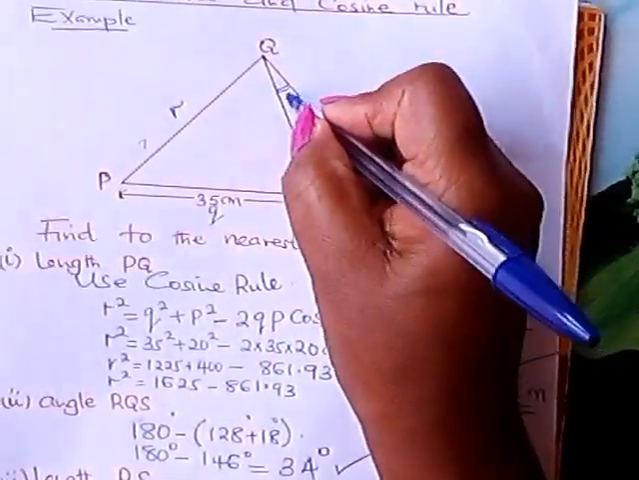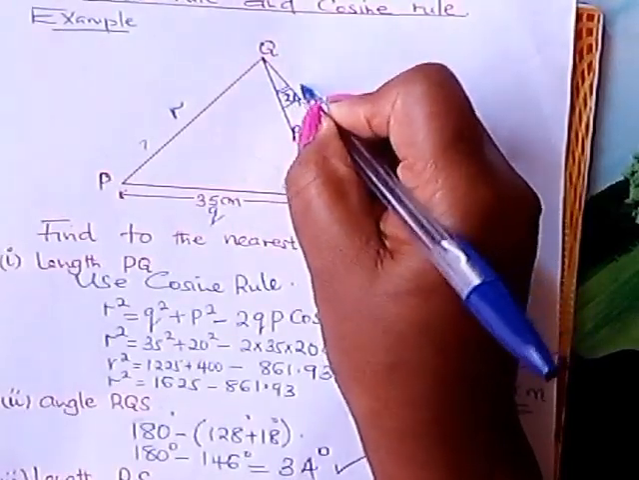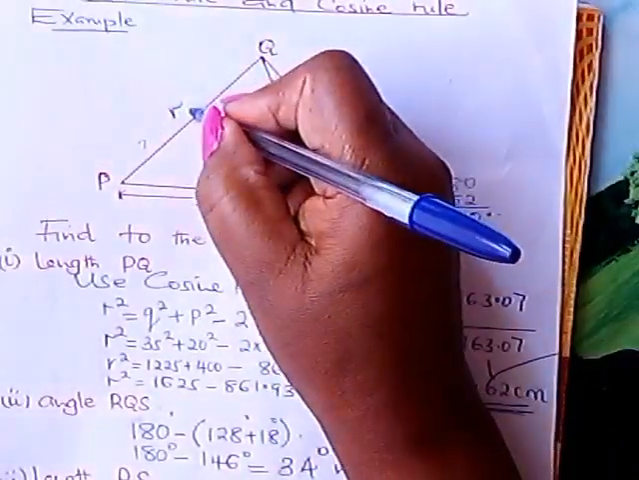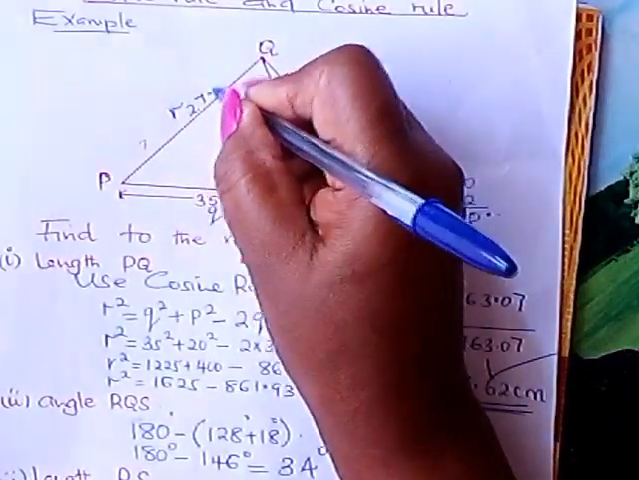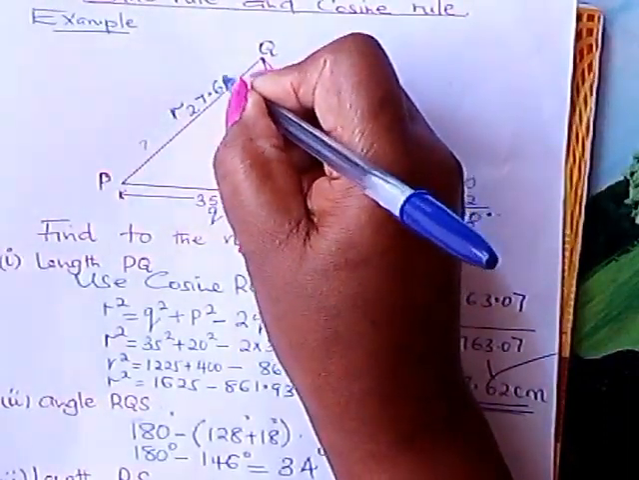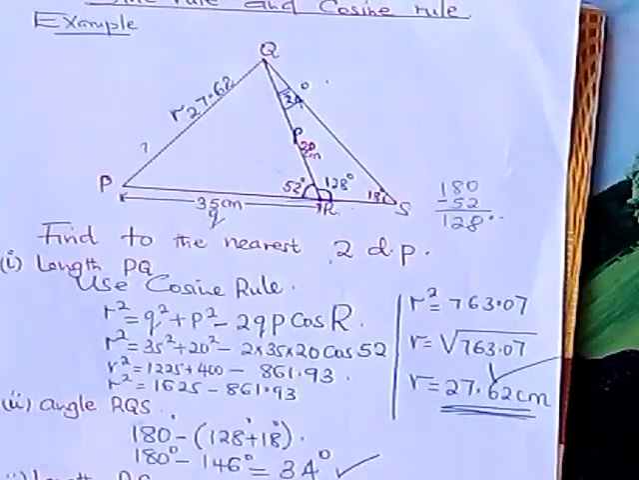Maybe we can indicate that this is 34 degrees. We can also fix our R. It may help us as you calculate, fixing these values like that.